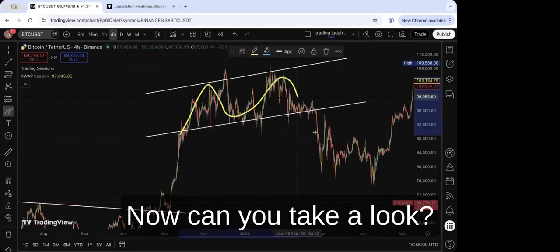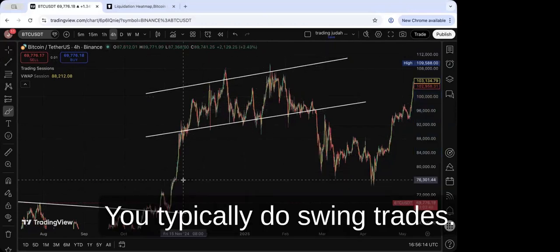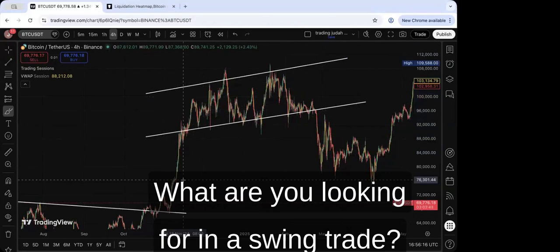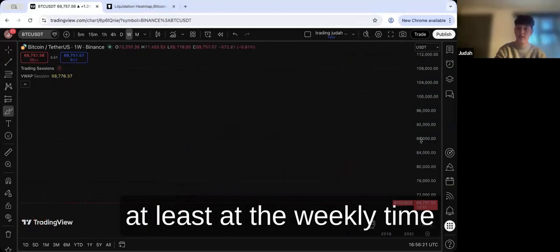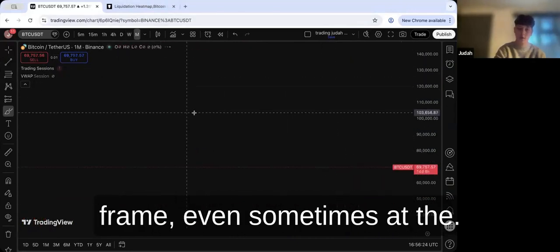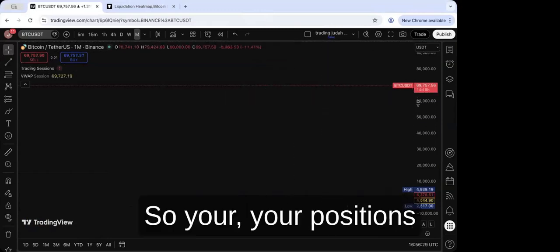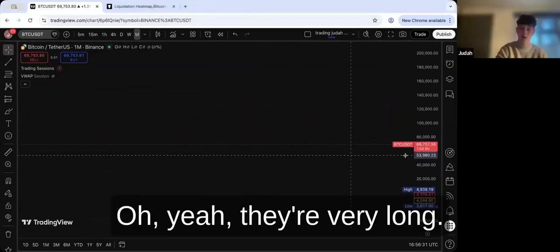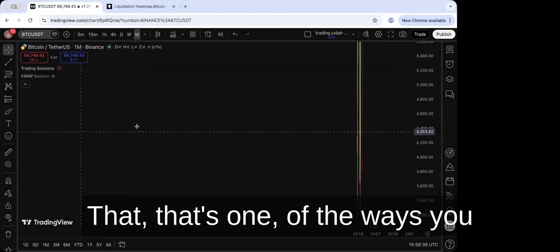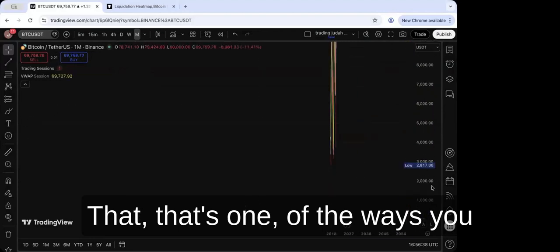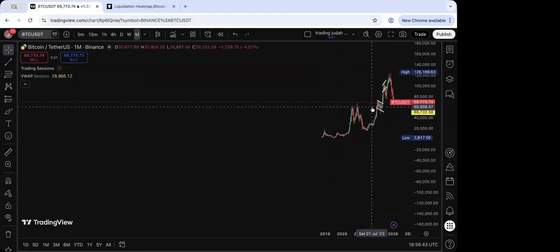Now, I know I had a list of stuff I want to do. You typically do swing trades. What are you looking for in a swing trade? Is it daily? Is it hourly? For swing trades, I'm looking at least at the weekly time frame, even sometimes at the monthly time frame. So your positions are longer. Oh yeah, monthly, they're very long. And I like that. That's one of the ways you can invest in crypto: the long trades.